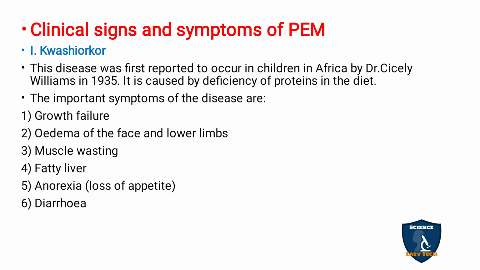So next we will see the clinical signs and symptoms of protein energy malnutrition. First is Kwashiorkor. This disease was first identified in children in Africa by Dr. Cicely Williams in the year 1935. It is caused by deficiency of proteins only. When both proteins and calories are deficient, it comes under marasmus. But here only protein deficiency is seen.